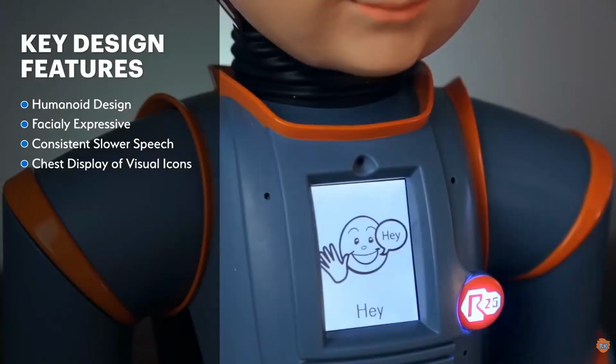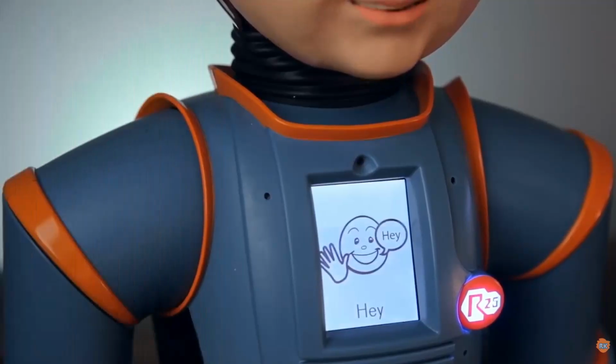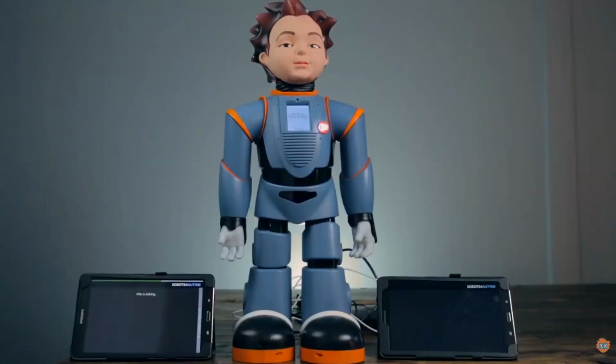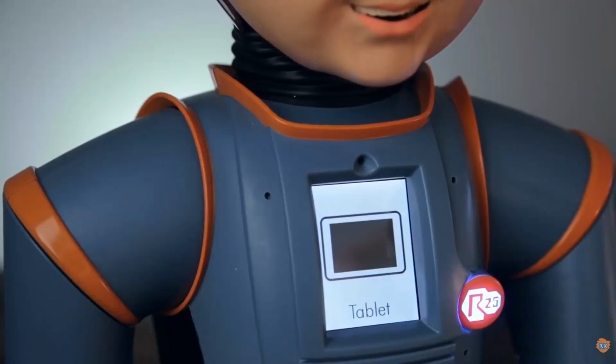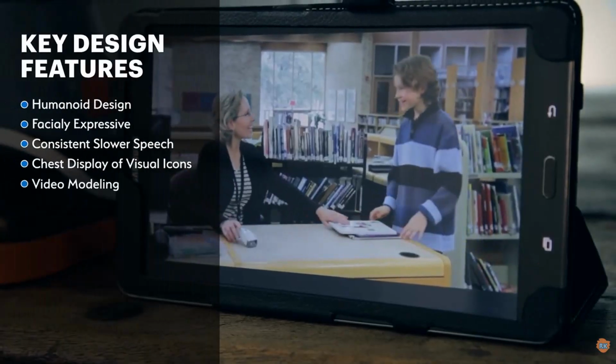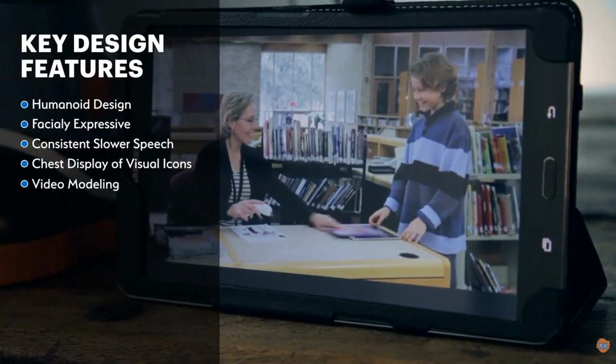we developed about 1,500 little flashcards, icons, to reinforce the concepts that we were teaching. Then once we realized we'd pair this whole thing with a tablet, we figured out we could do some video modeling as another form of reinforcement learning. And then he's got a little camera right above the screen on his chest.